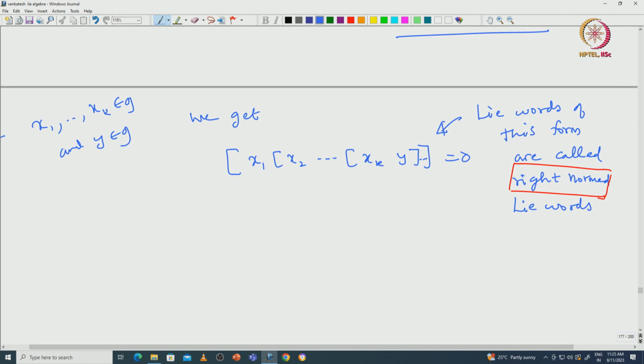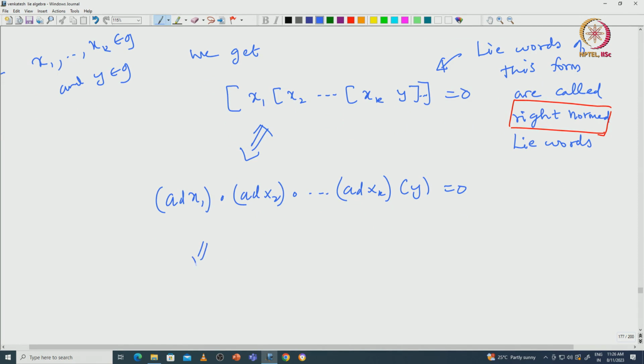So, if you write this in terms of the ad x maps, then this is equivalent to ad x_1 composed with ad x_2, etcetera, ad x_k applied on y is 0. And this is true for all y. So, this says the map ad x_1 composed with etcetera composed with ad x_k is itself 0, and this is true for all x_i's. Okay. So, for all x_1, etcetera, x_k it is true.